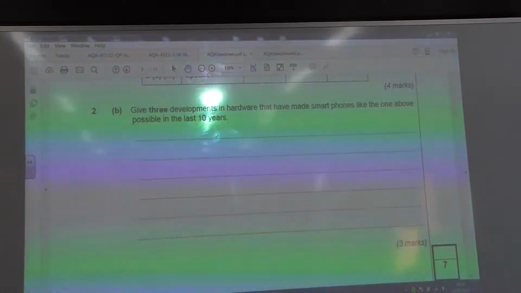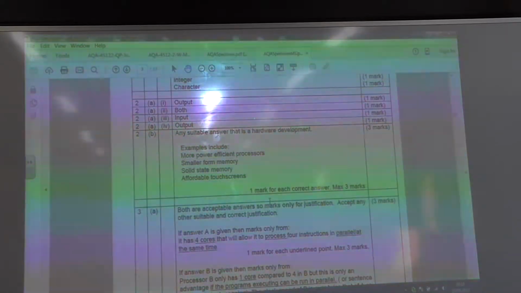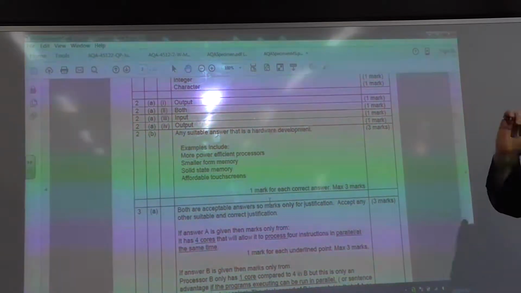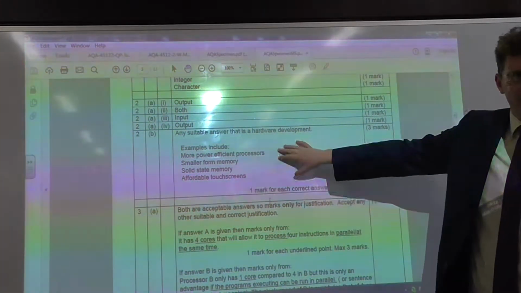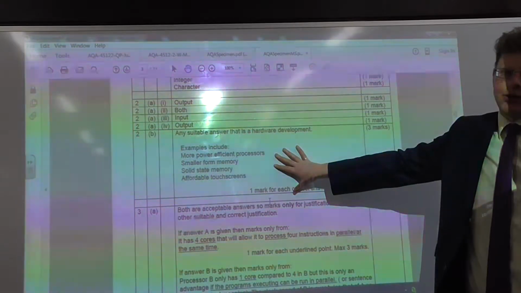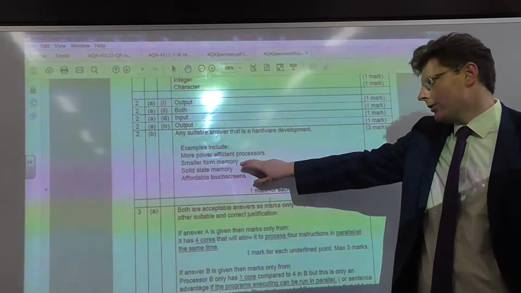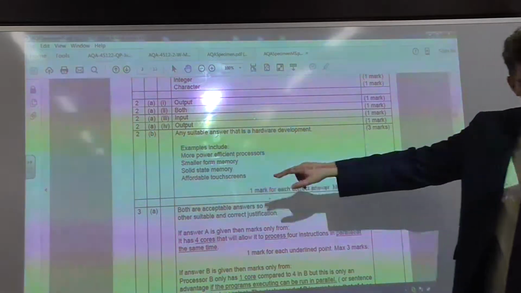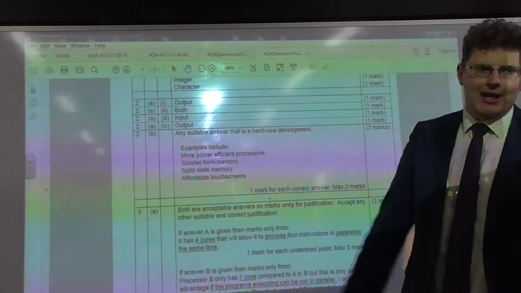Let's just have a look at the mark scheme on that one so you can get a feel for what the examiner is thinking. It says any simple answer that is a hardware development. So nothing to do with program or operating system or anything like that. It's got to be physical. So more power efficient processors, because that gives you longer battery life. Smaller form memory or solid state memory, which is what Yang said. Affordable touchscreens, which is what Alex said, and there are other things that you can have.